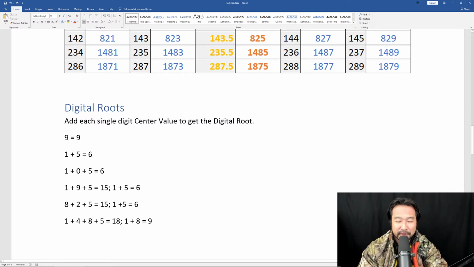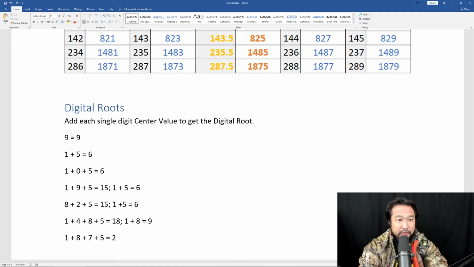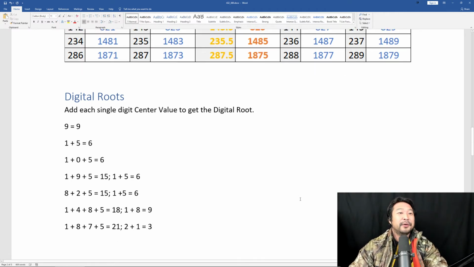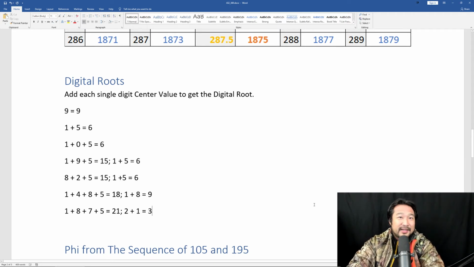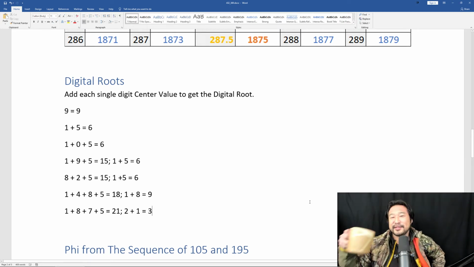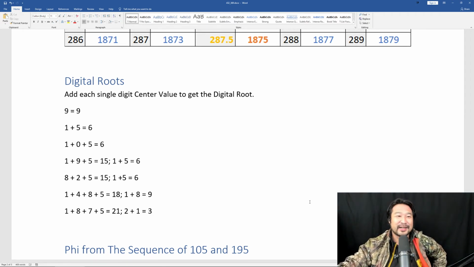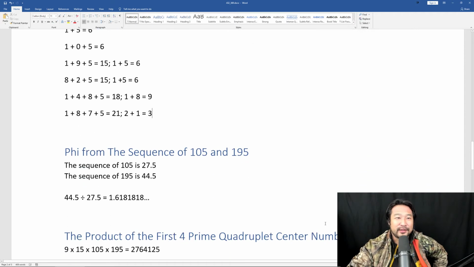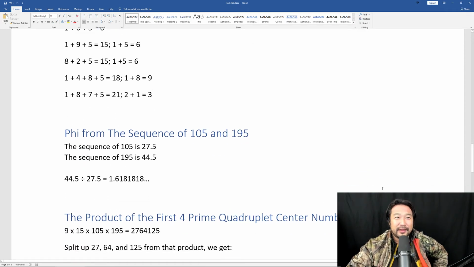Well, where's the 3? Well, here we go. 1 plus 8 plus 7 plus 5 equals, no, that's 21. And then 2 plus 1 equals 3. Look at that. Only 3s and 6s and 9s. Do we have the keys to the universe yet? This is just a start. I think we're just asking for the keys to the universe, and we'll see what we get.